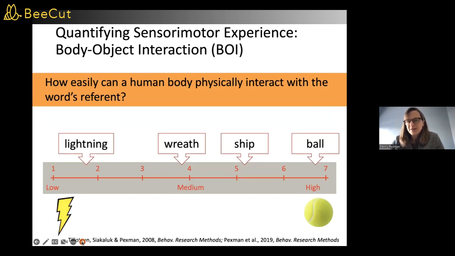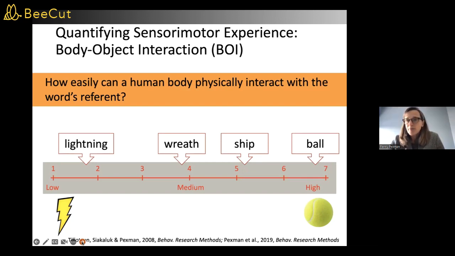And so we characterized this dimension that we called body-object interaction, and asked people to make ratings of individual words. The rating scale was described as the ease with which the human body can physically interact with the word's referent. We did use the word referent when we asked participants about this. We didn't define it. And so we gave them a 7-point scale, and thousands of words have now been rated over a number of different studies, and they're all available publicly for use in research.